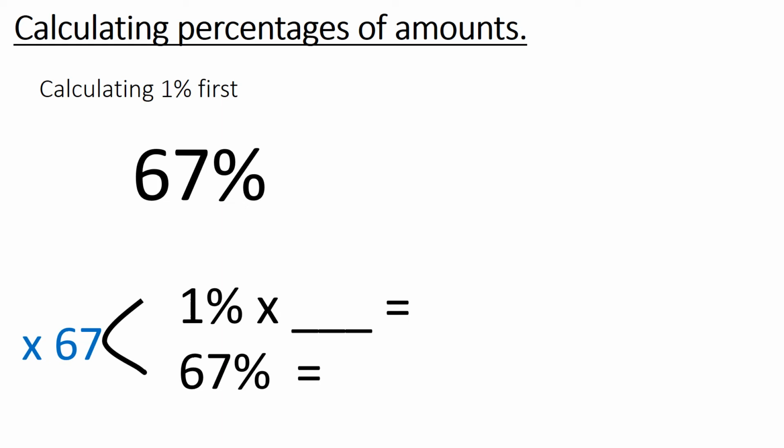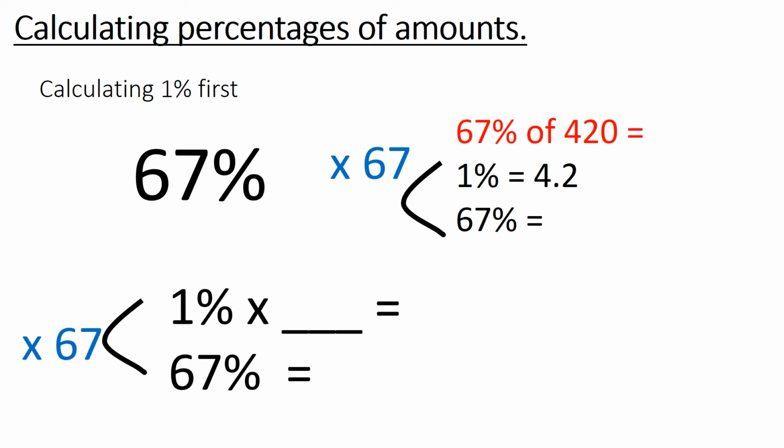You can also use this method, and some children in my class prefer this method where there are just 2 steps. If you needed to find 67% of a number as an example, you can find 1% of that number, and then once you have that answer, you can multiply that by 67 because that's the percentage you're trying to find. Let's look at this in an example.